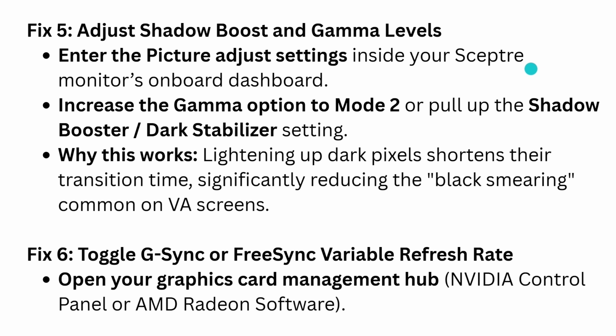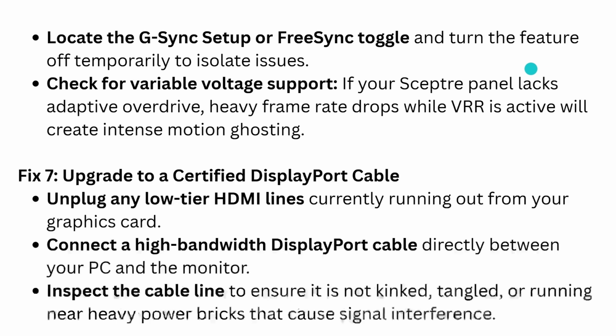Fix 6. Toggle G-Sync or FreeSync variable refresh rate. Open your graphics card management hub like NVIDIA Control Panel or AMD Radeon software. Locate the G-Sync setup or FreeSync toggle and turn the feature off temporarily to isolate issues. Check for variable voltage support. If your Sceptre panel lacks adaptive overdrive, heavy frame rate drops while VRR is active will create intense motion ghosting.